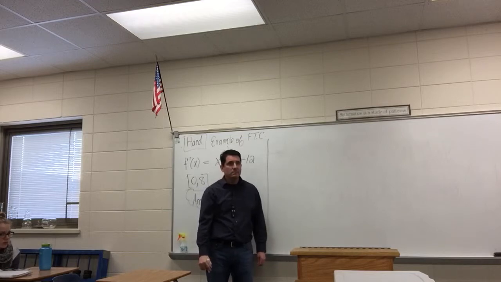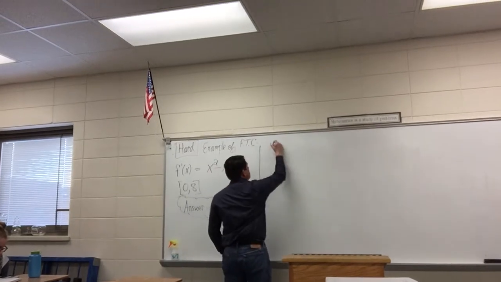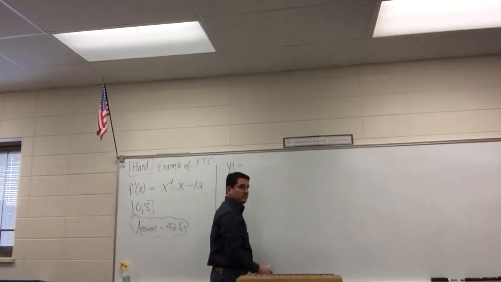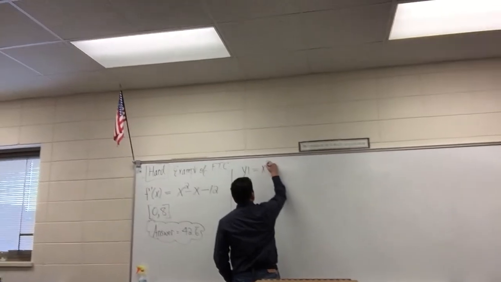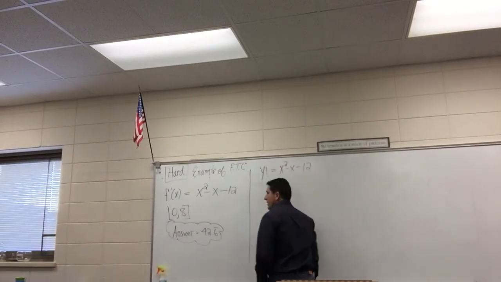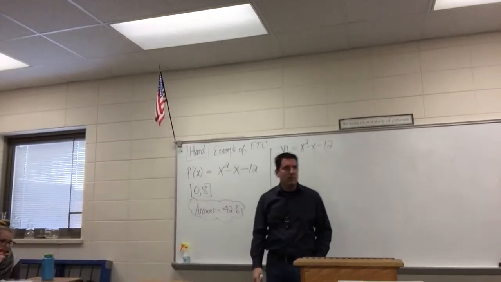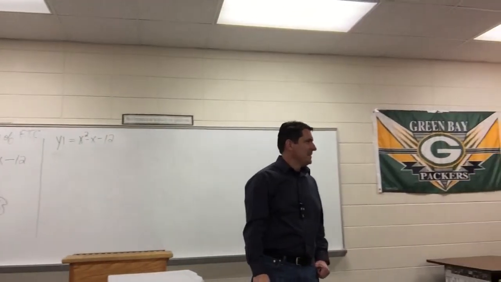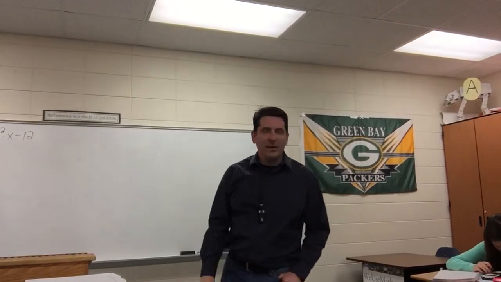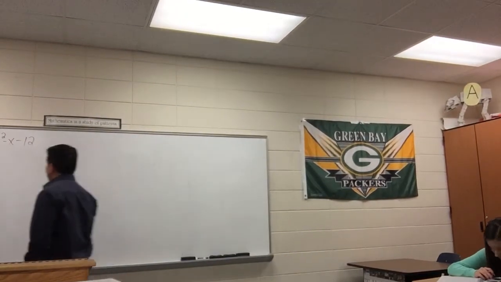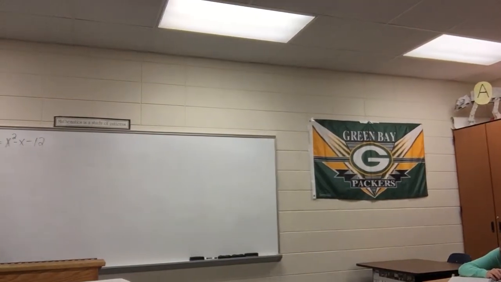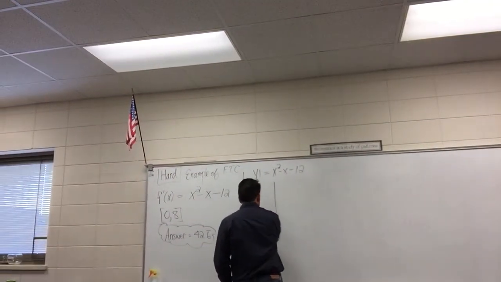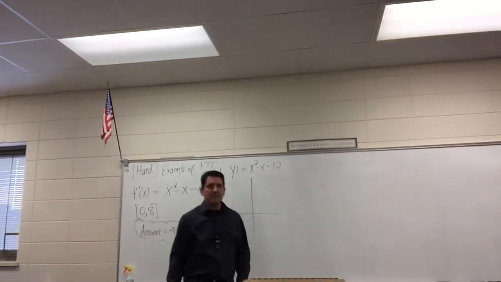So I went to y1 and I plugged in the derivative, so x squared minus x minus 12. Okay, everybody do that right now. Grab your calculator. If you haven't already done it, go do that. Then what's the next step? Then I hit the graph button. Okay, so tell me what this looks like.